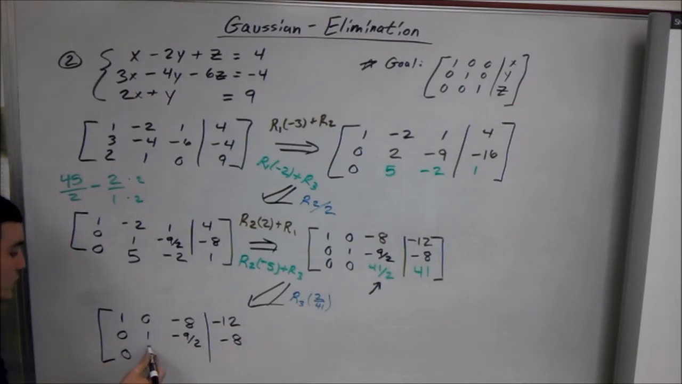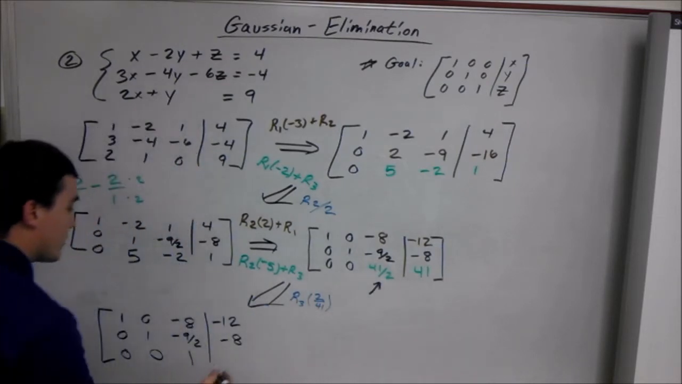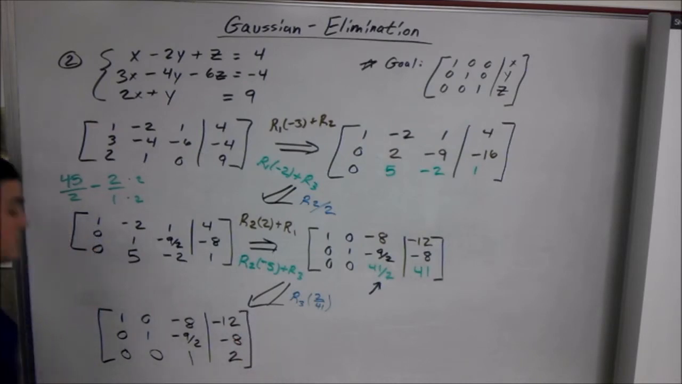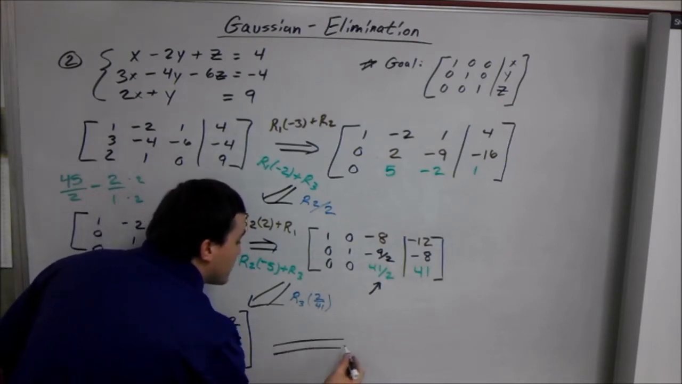We're multiplying the third row by 2 over 41. That's going to give us a 1 here. And 2 over 41 times 41 just gives us a 2 here. So pretty much we just solved z. Now we got to get zeros here, which is going to be the hard part. But not too bad because we're pretty much done by this point.